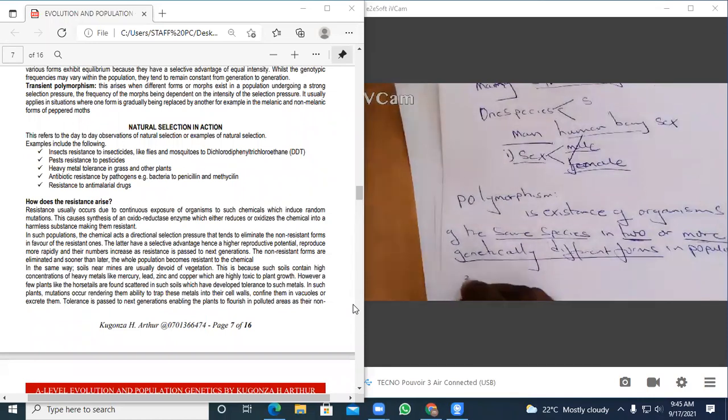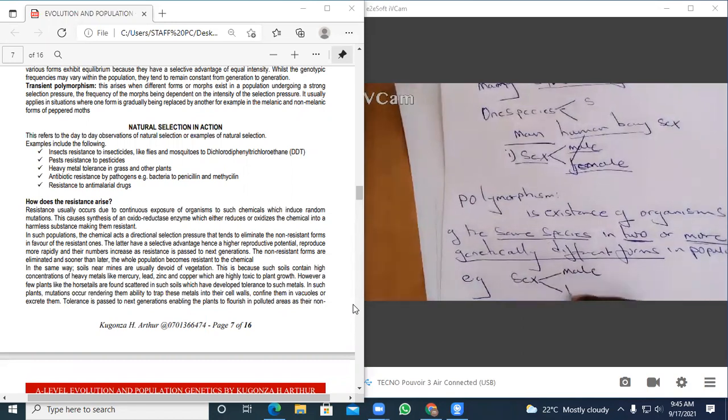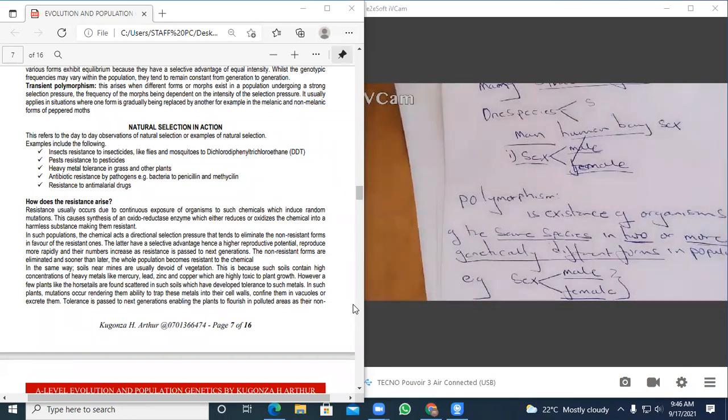For example, I can give you sex. We have males and females. You find organisms of the same species, some are males, others are females. Therefore, that is polymorphism. Another one, I can give you blood group.